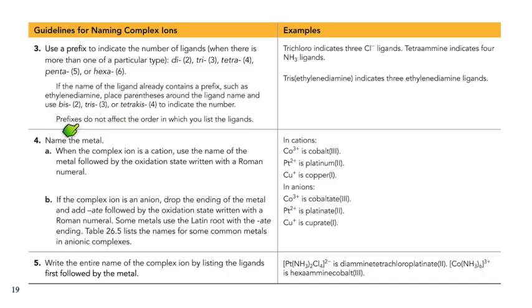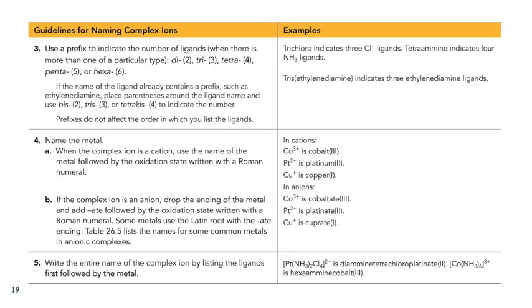Those prefixes are not considered in the alphabetical ordering. So ethylene diamine would come before nitrito and not after it because you wouldn't consider the tris. So you nail down all those ligands first, and then you name the metal.